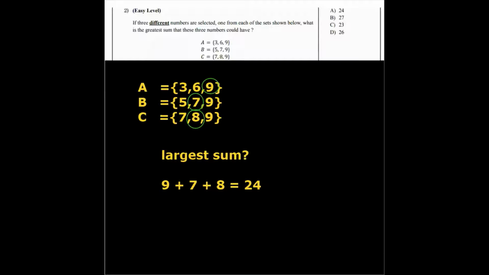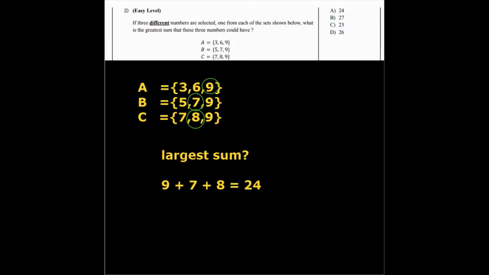Question 2. If 3 different numbers are selected, one from each of the sets shown below, what is the greatest sum that these 3 numbers could have? Well, these are 3 distinct sets, but if we want the greatest sum, let's go to the first set, and we'll pick 9, which is the largest number in the set. Looking at set B, which also has 9, well, we can't repeat numbers, so the second largest number is 7. So now we've chosen 9 and 7.